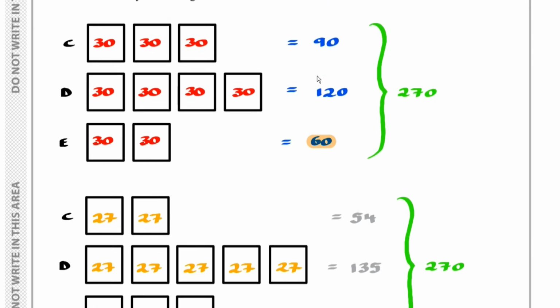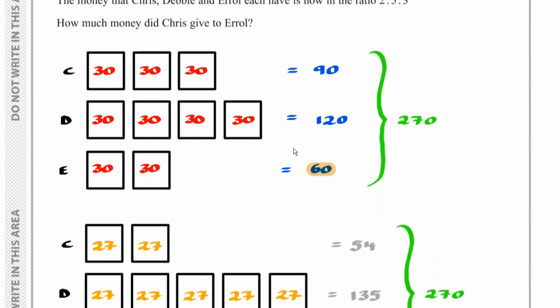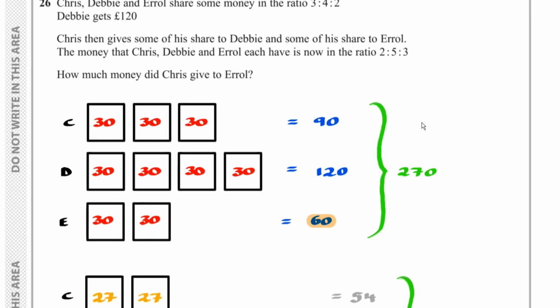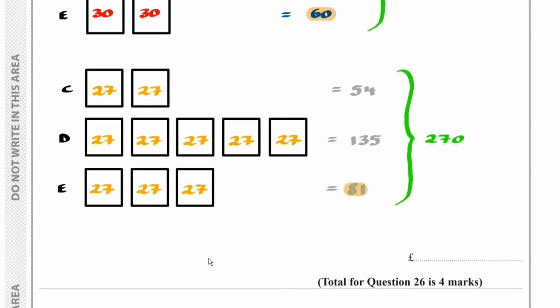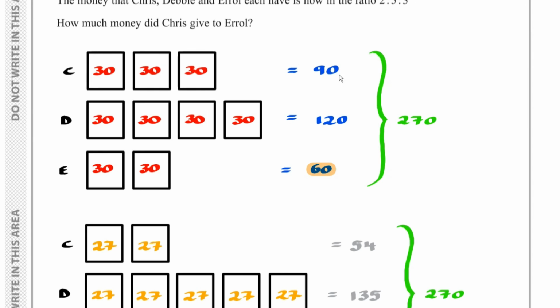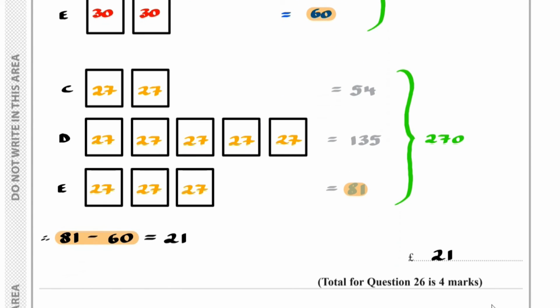So the amount of money that Chris gives to Errol, well, what we need to pay attention to here is how Errol's money has increased. It's increased by £21 because 81 subtract 60 is 21. So he's gained 21 more pounds from Chris. So we have £21.